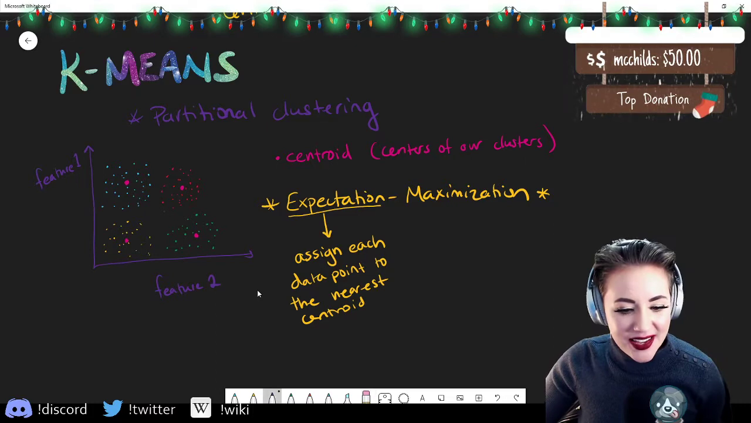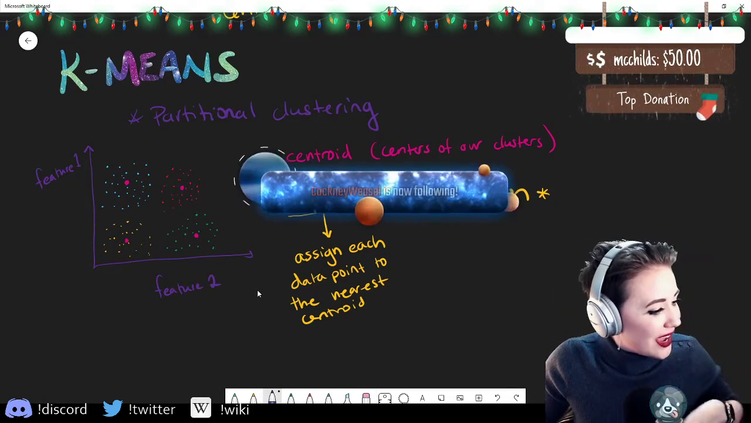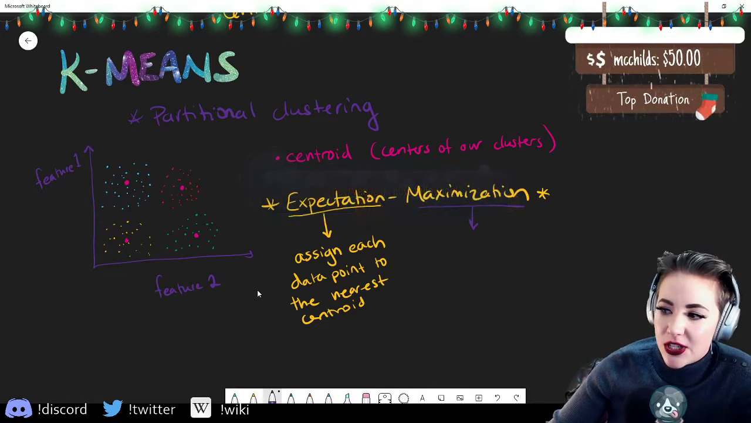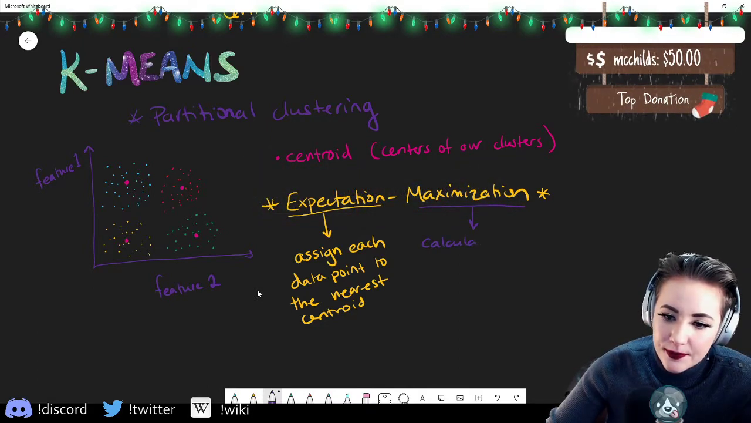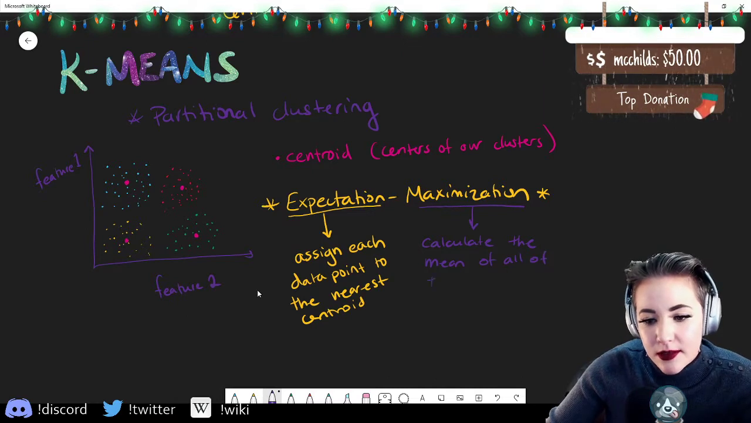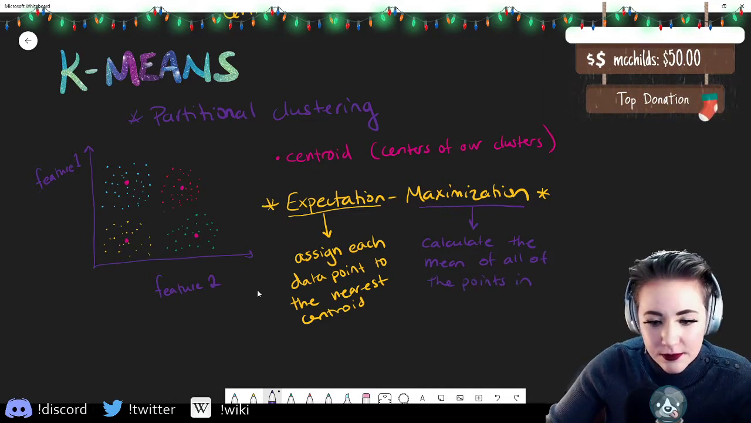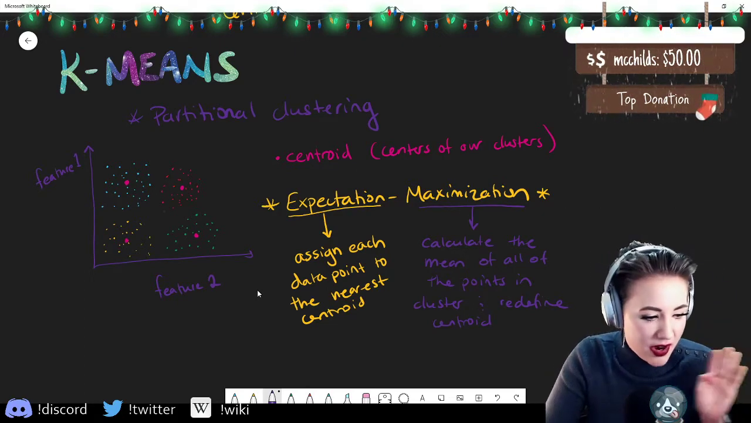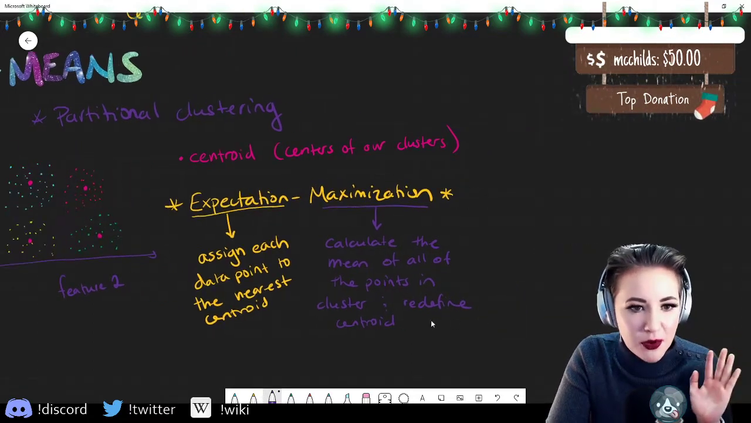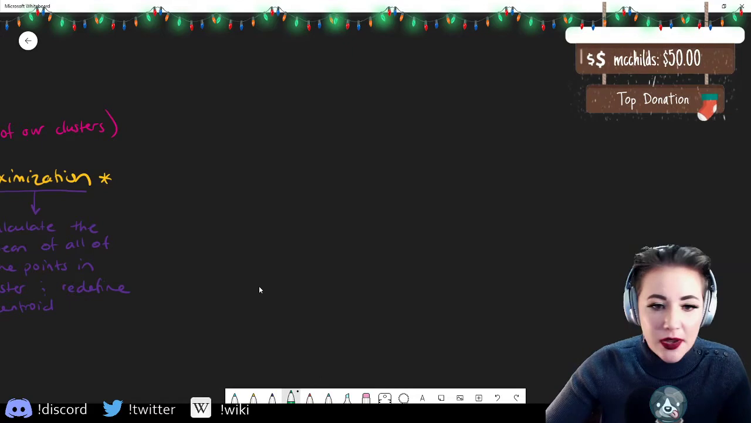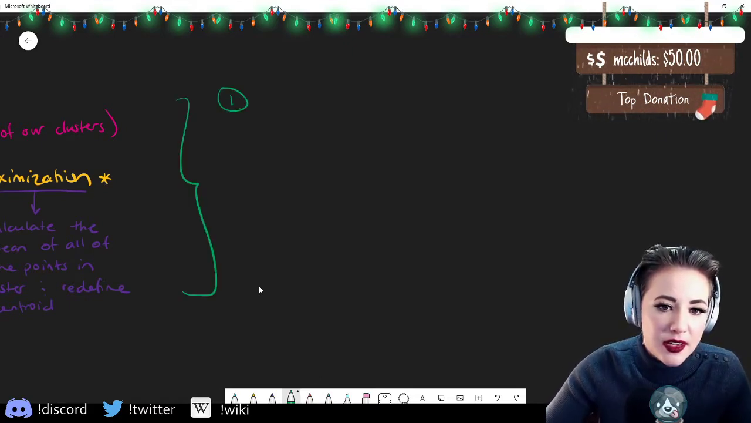It's awesome. Okay. And then our maximization. Thank you for following. With maximization, we're going to calculate the mean of all of the points in that cluster and redefine the centroid. And you might be sitting here going, what the actual heck? There's a lot of words here. There's a lot of Blackboard tonight, and I recognize that. But we're entering into a whole new area of machine learning, so I want to make sure that you really understand what's going on. So I'm going to condense this into some steps.